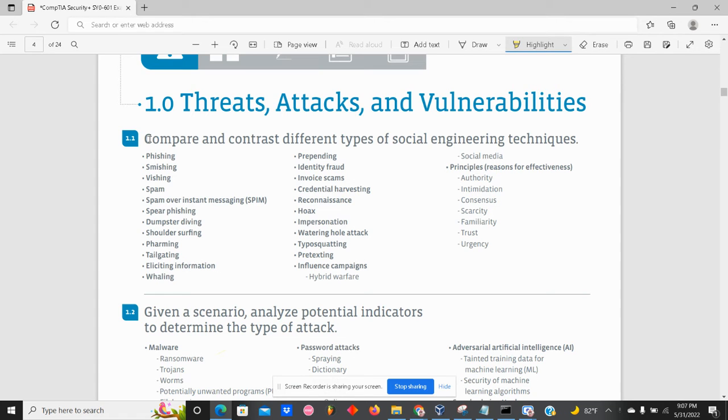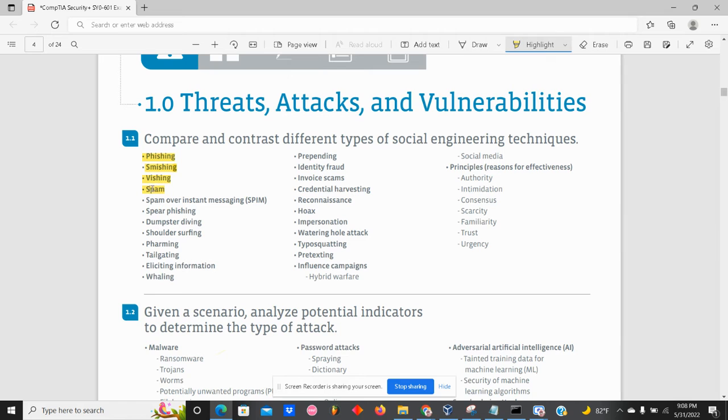Let us begin. 1.1 Compare and contrast different types of social engineering techniques. So make sure all of these are used for social engineering. The most important one you have to know is phishing. Phishing is when scammers send you an email, usually an email message, and it includes a malicious link. And when you click on it, it leads to a very malicious web page where they could try and gather your information. Smishing is exactly the same but using SMS messaging. Vishing is using a phone call instead.